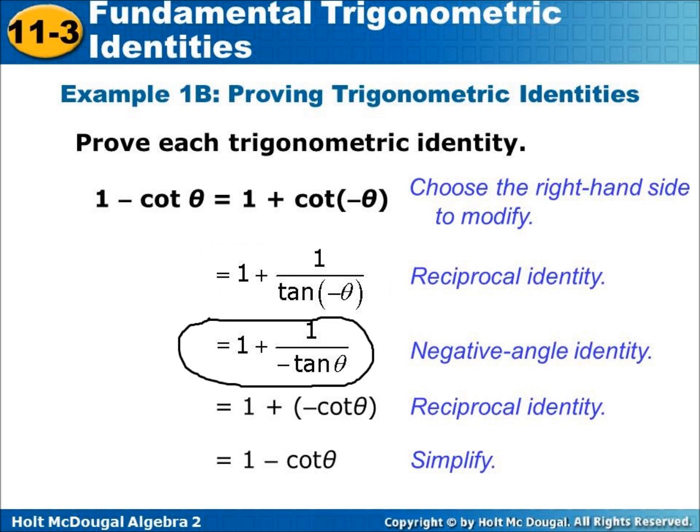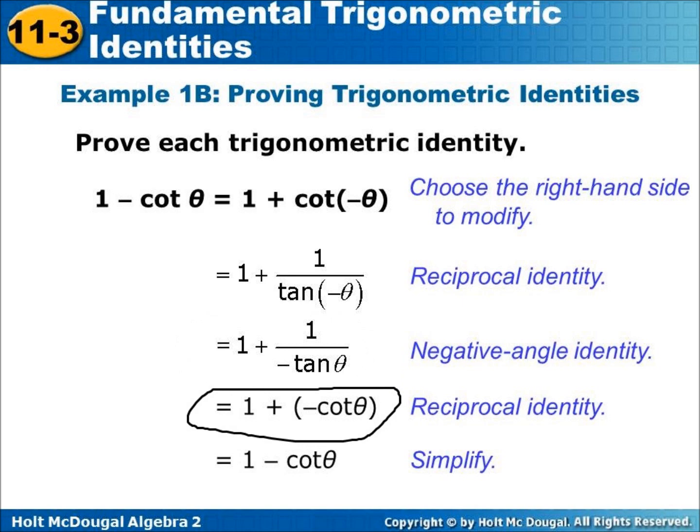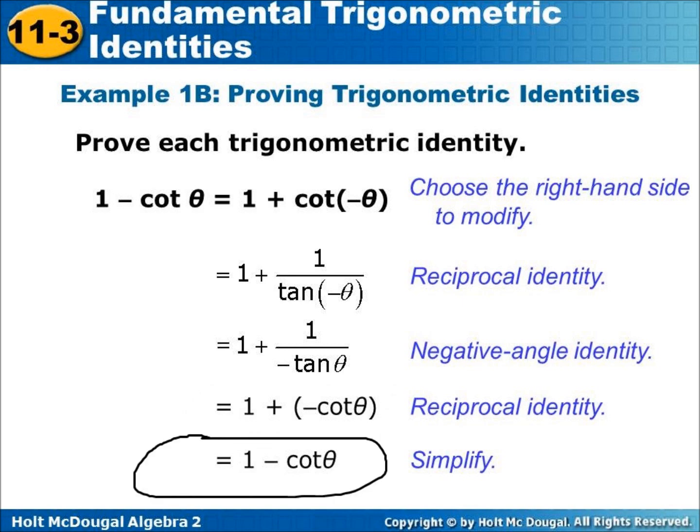Continuing on, tangent of negative theta is equal to negative tangent of theta using the negative angle identity. 1 over negative tangent is equal to negative cotangent theta using the reciprocal identity. Simplify it, making it negative cotangent theta.